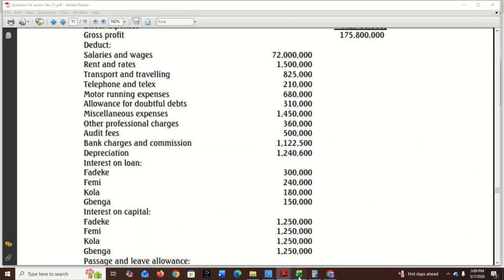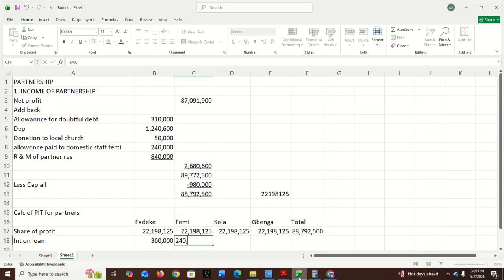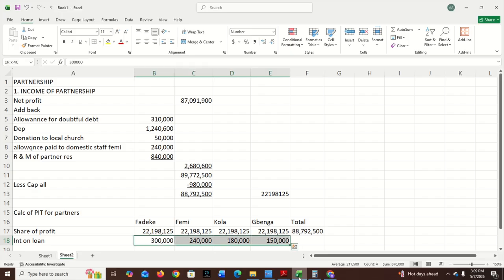Okay. Next is how much? Next is 240,000. Next is how much? Next is 180,000. 150,000. Okay. So let's add up. How much is that going to give us in total? That gives us 870,000 in total.